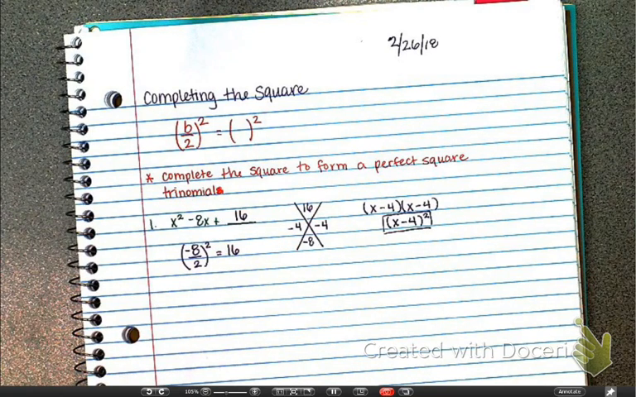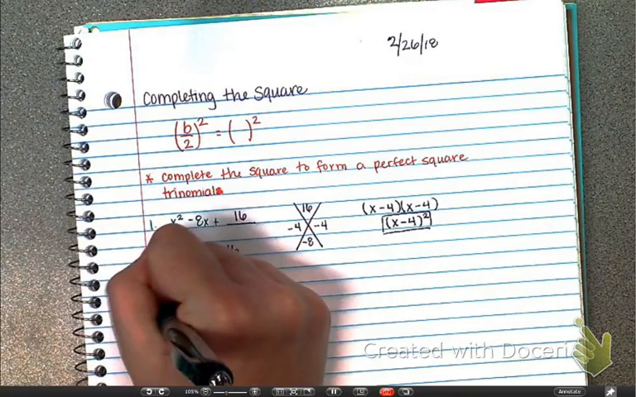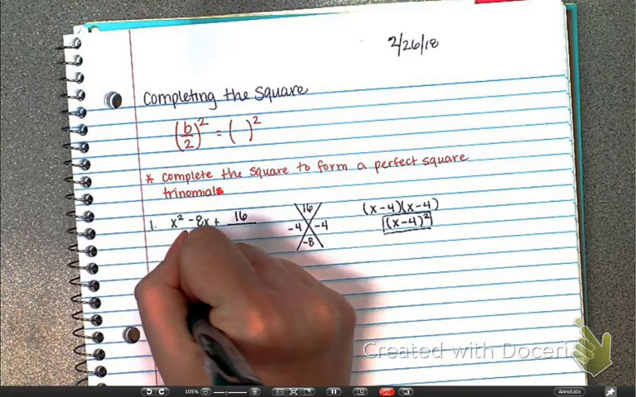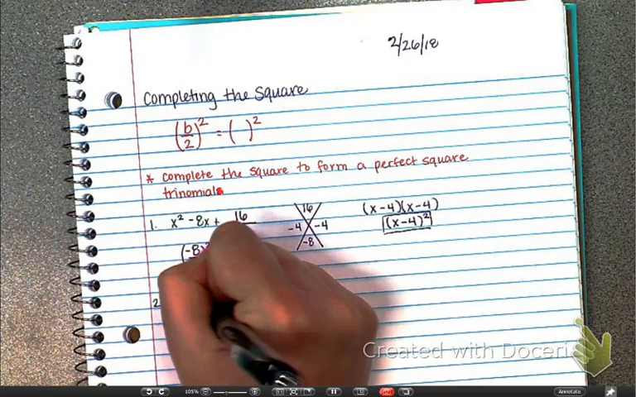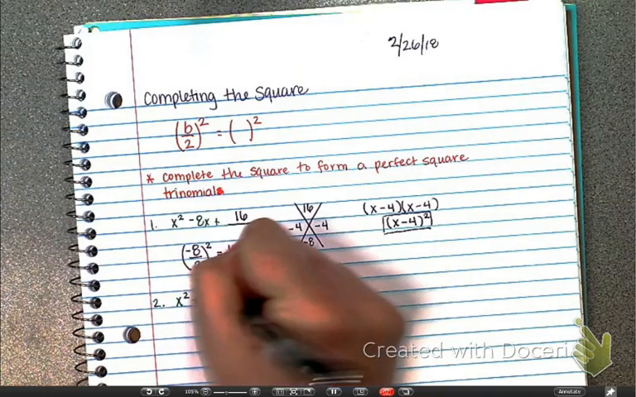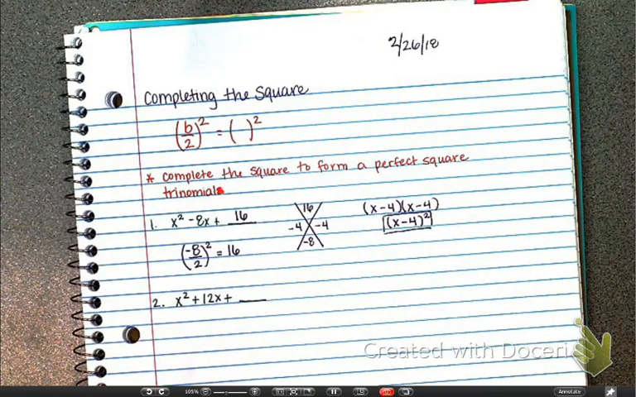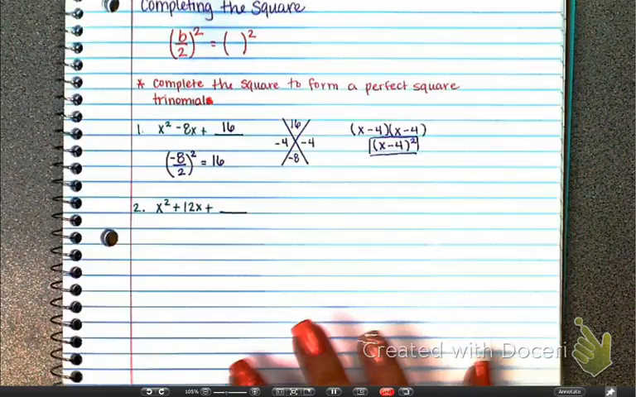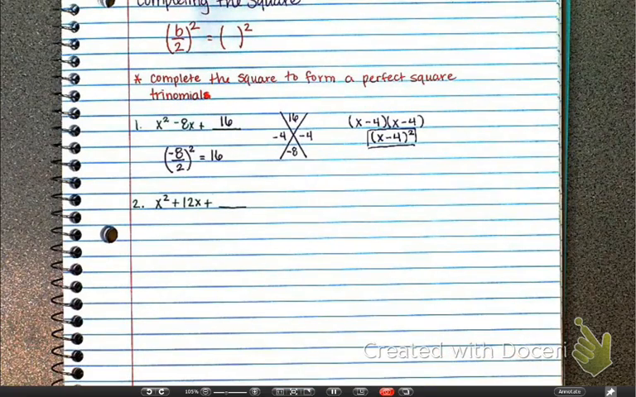Okay, so let's look at the second one. Now I'm going to show you something else instead of having to use the x. If you like the x, continue to do it. But let's go through those steps. So we're going to fill in that blank.